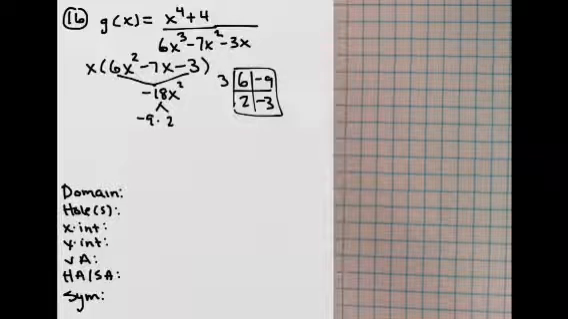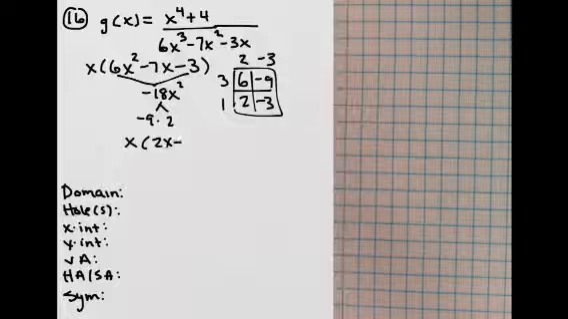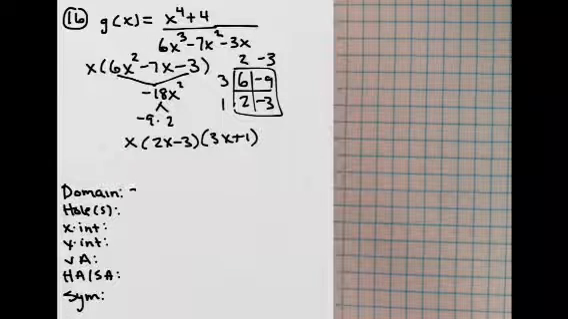Greatest common factor is 3. 2 times 3 is 6. Negative 3 times 3 is negative 9. 2 times 1 is 2. And I check that 1 times negative 3 is negative 3. That works. So that tells me that the denominator is x times (2x minus 3) times (3x plus 1). So that means that the domain is all x such that x cannot equal 0, 3/2, or negative 1/3.